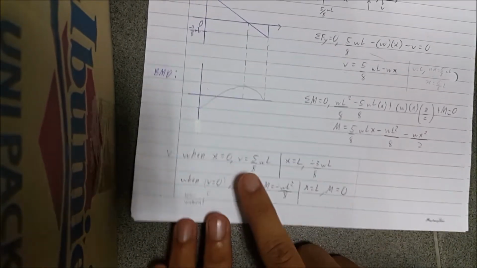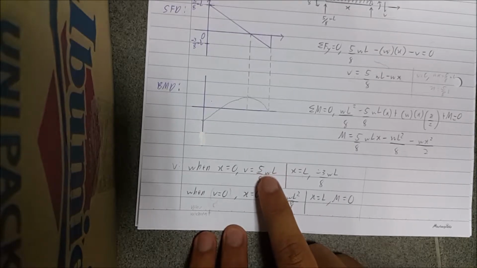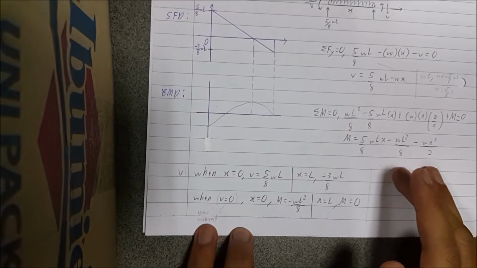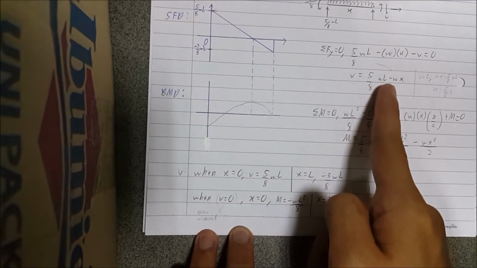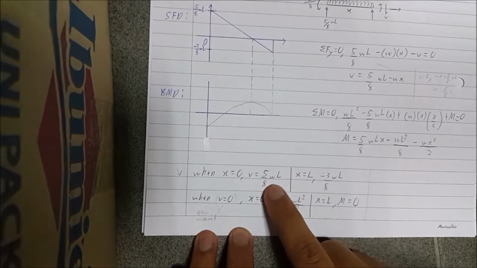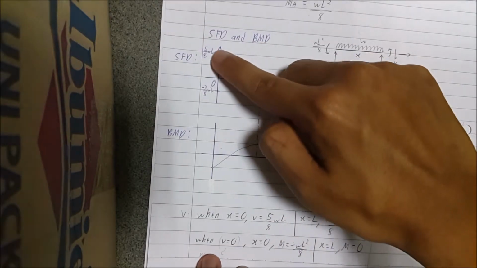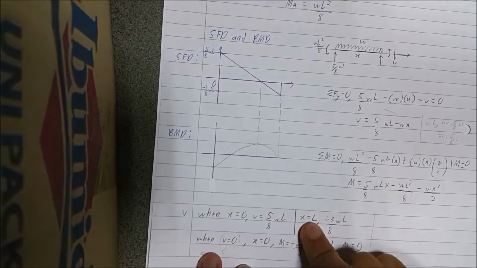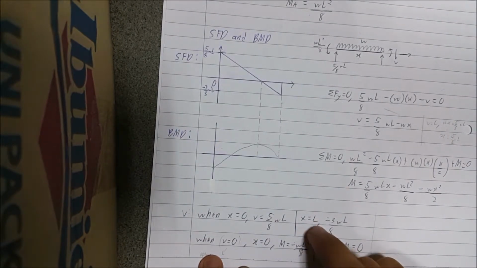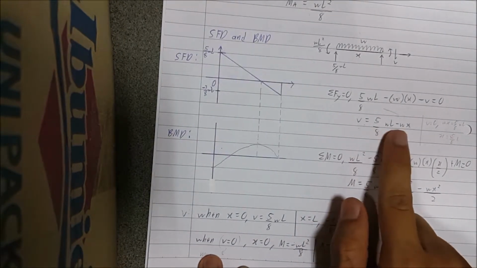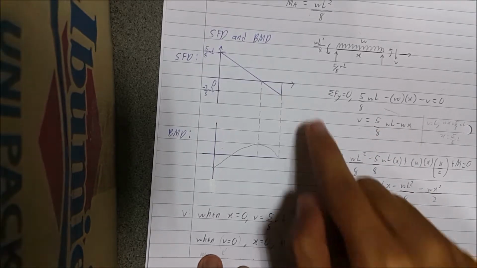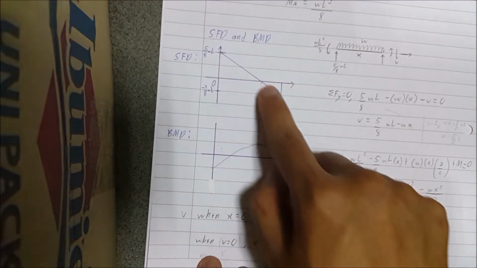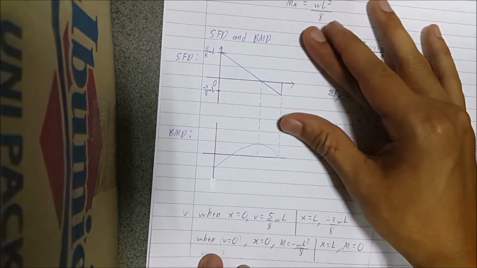Before we start drawing, we have to identify where each point will be marked on the graph depending on x. For V, when x equals 0, we substitute into the previous equation and get 5 over 8 WL, so it is marked up here. The next point we choose is x equals L. If we substitute L into this equation, after we subtract 5 over 8 WL minus WL, we get negative 3 over 8 WL. We get this point here, and we just draw to this point, and this is how we get the shear force diagram.